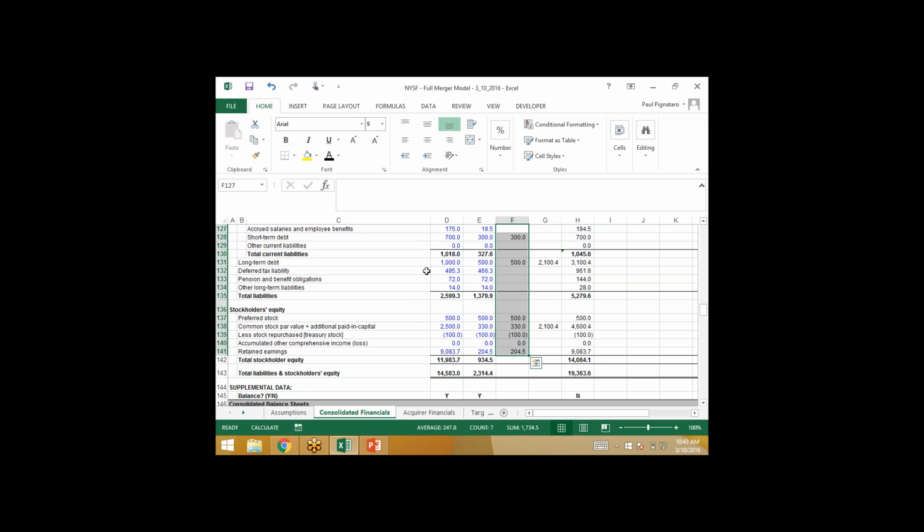So we need to account for goodwill. Do you guys have these adjustments? Need a minute? Take a minute. Questions? No? Got it? Getting it?